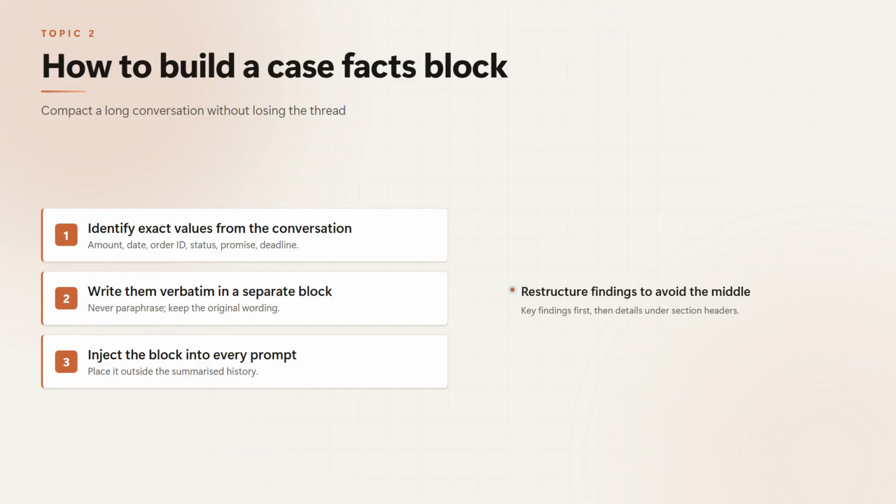The document also asks you to restructure 30 findings so the middle 10 are not ignored. You do that by putting key findings first and using explicit section headers. The rest of the cases are on the page.